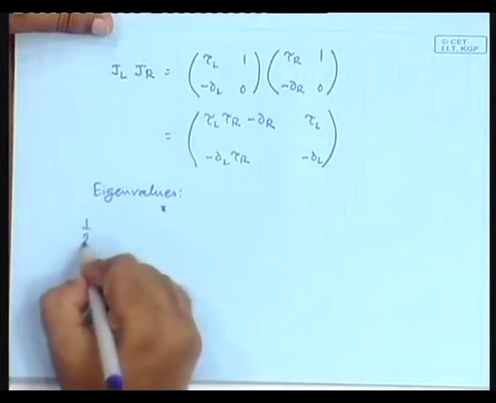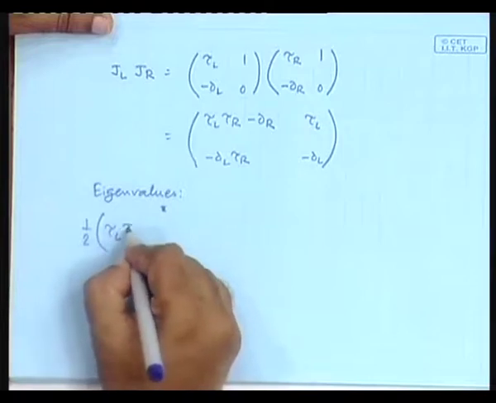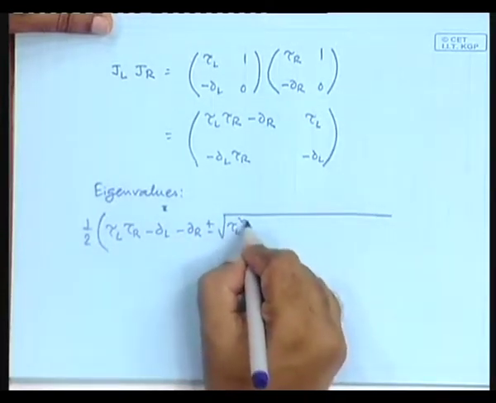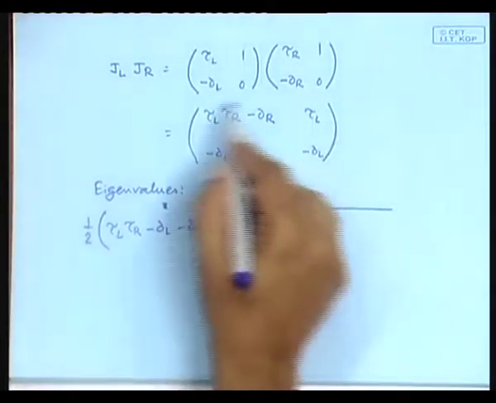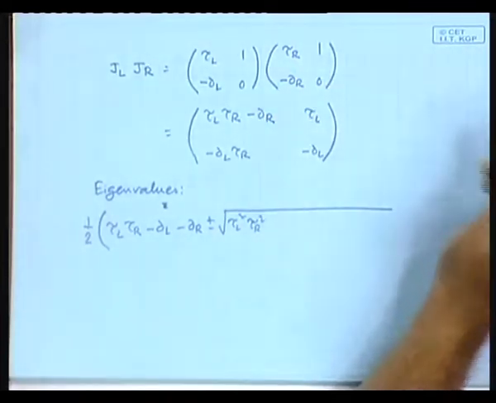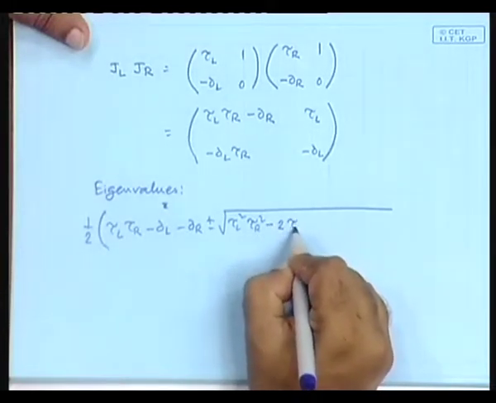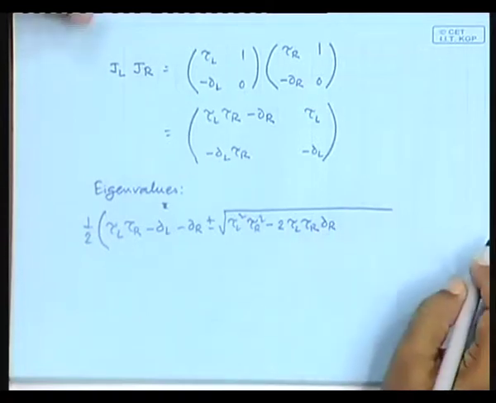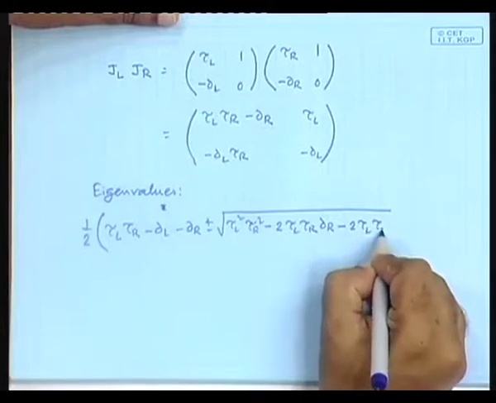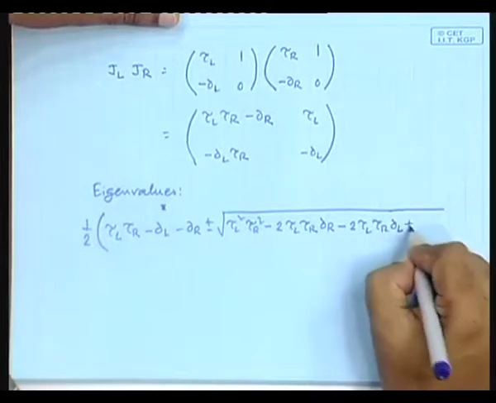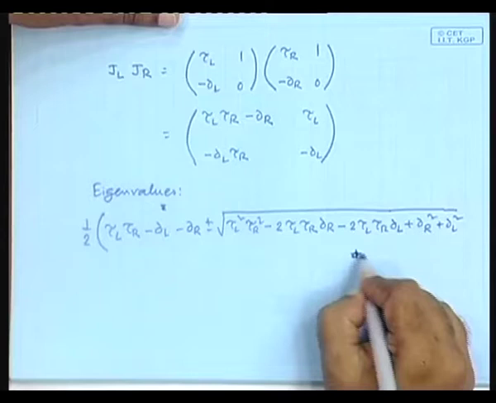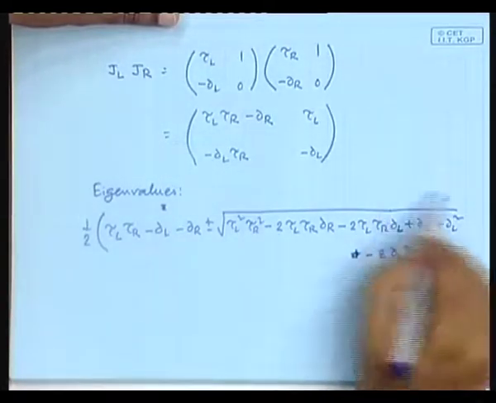The eigenvalues would be half of tau L tau R minus delta L minus delta R, plus minus root over tau L square tau R square. This you can easily get simply by putting this equation into a symbolic computation program like Mathematica or Maple and asking it to give the eigenvalues. Rather simple stuff. Minus 2 tau L tau R delta R. I am doing this because you have to be used to such manipulations. Minus its symmetrical thing, 2 tau L tau R delta L, plus delta R square, symmetrically plus delta L square, plus minus 2 delta L delta R, this whole thing. So, this continues.